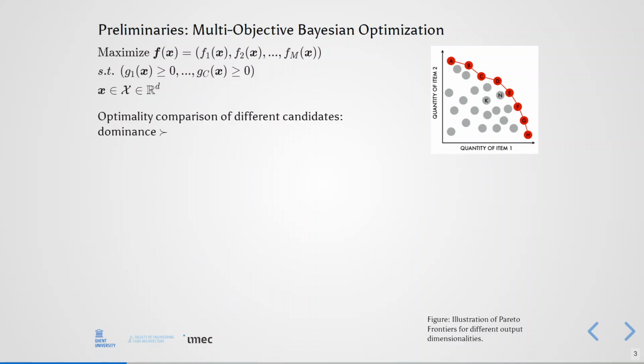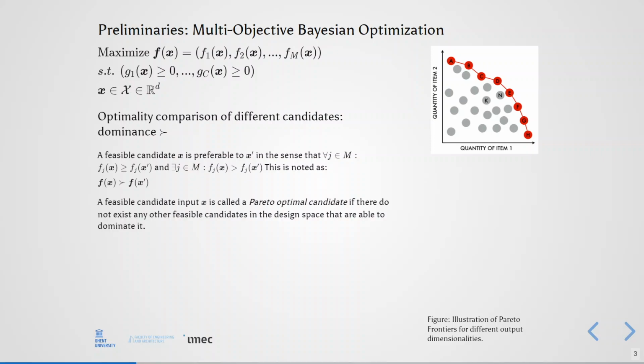Under the multi-objective optimization scenario, the optimality comparison of different candidates x is determined by the dominance operator. A feasible candidate x is preferable to x prime in the sense that for any of the objective functions, the corresponding objective function value of x is larger or equal to that of x prime, and there should exist at least one objective function where f of x is strictly larger than f of x prime. This is noted as f of x dominates f of x prime, or x is preferable to x prime.